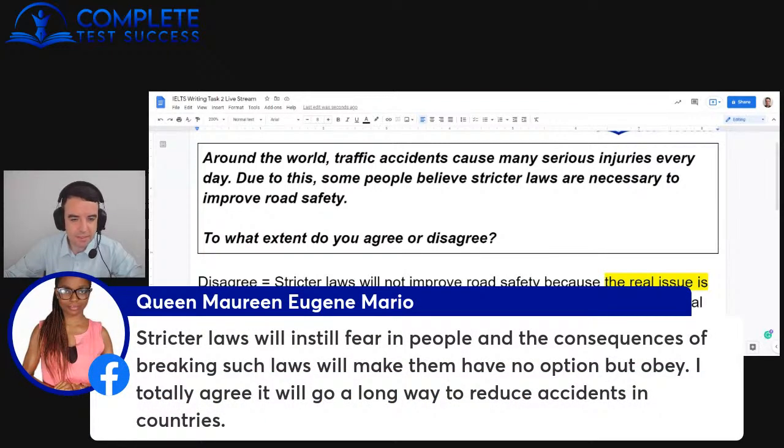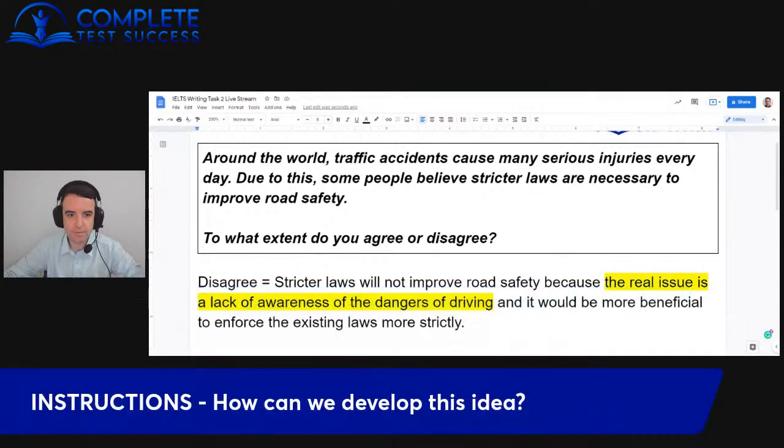Okay, Queen Maureen: "Strict laws will instill fear in people, and the consequences of breaking such laws will make them have no option but to obey." I think that's the same idea. They'll be afraid of the consequences, and the consequences will make them obey. "I totally agree. It will go a long way to reduce accidents in countries." So again, that's still just repeating the outcome.